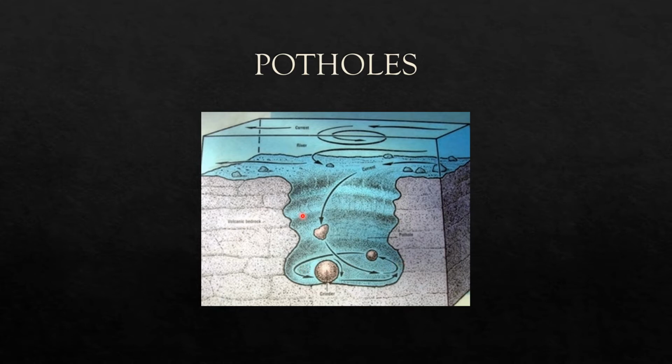It is because of the presence of these rocks. When they collide with each other, they start to form these potholes, and the flow would be turbulent because of this energy. So this turbulent flow also helps in the formation of potholes.